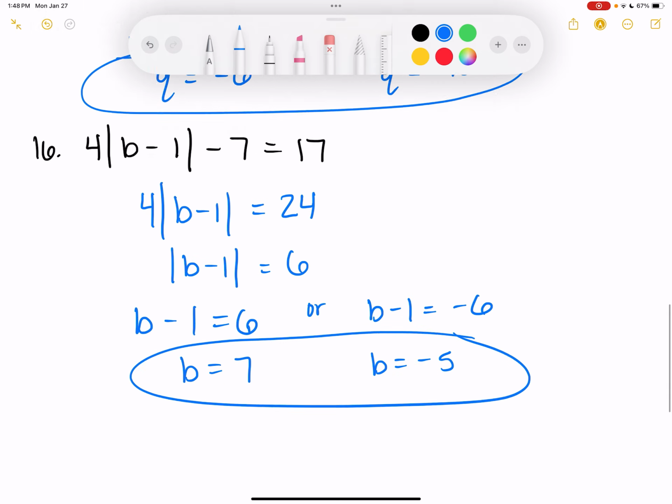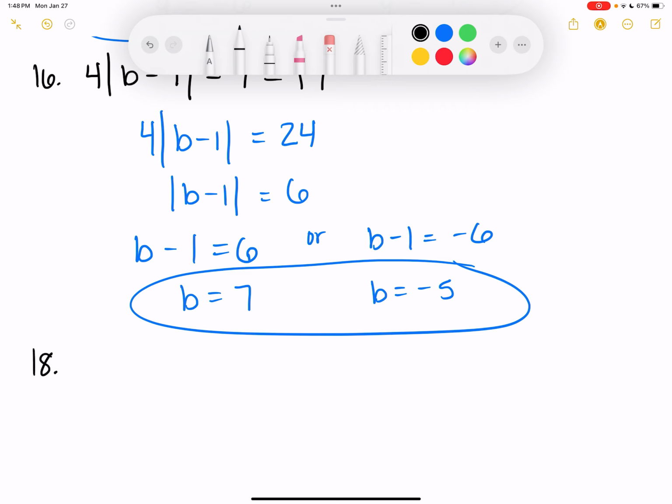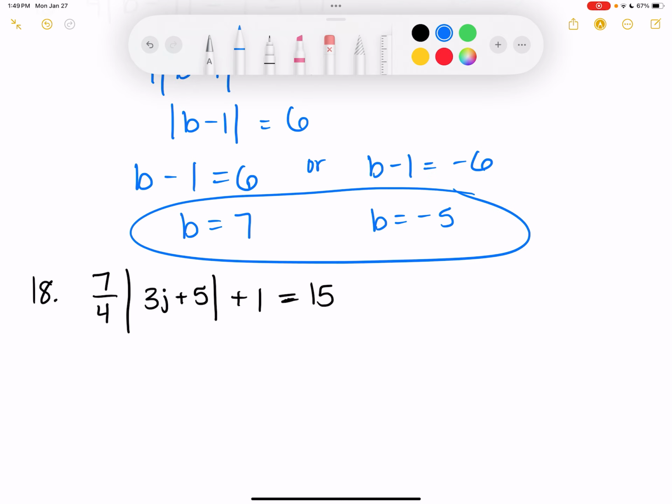Let's see, 18. 7 over 4 times the absolute value of 3j plus 5, and that's all in the absolute value, and then plus 1 on the outside equals 15. All right, the absolute value is not by itself, so I need to get it by itself first. The first thing I'm going to do is subtract the 1. So I've got 7 over 4 times the absolute value of 3j plus 5 equals 14.